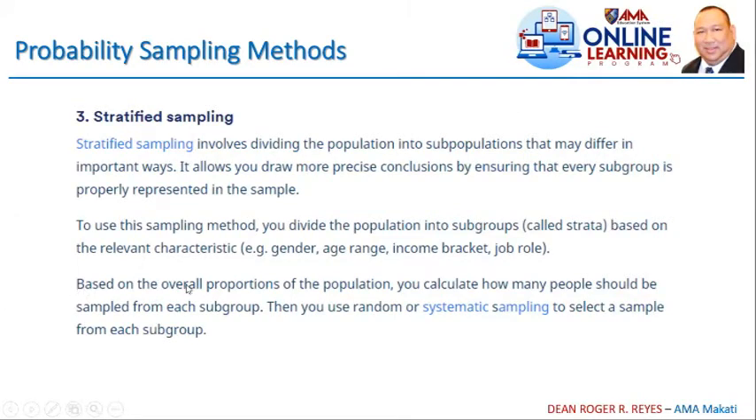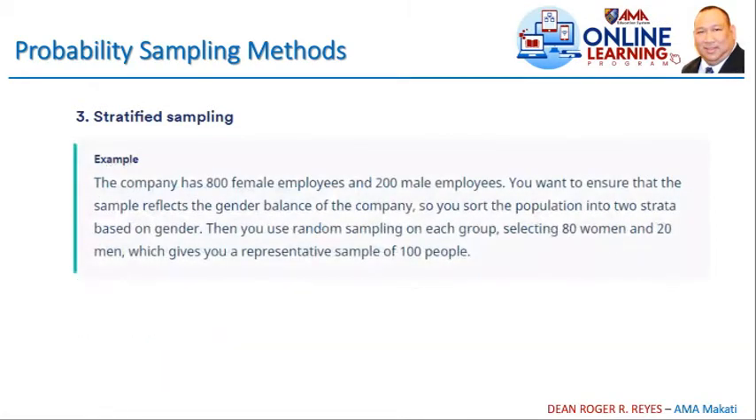So, after ma-divide na natin population, you calculate how many people should be sampled from each subgroup. Then you use random or systematic sample to select a sample from each group. Okay. But using stratified sampling, gagamit ka ng strata and then combination with simple random or systematic sampling. Example natin. So yung sa ating 1,000 employees, the company has 800 female employees and 200 male employees. So you want to ensure that the sample reflects the gender balance of the company.